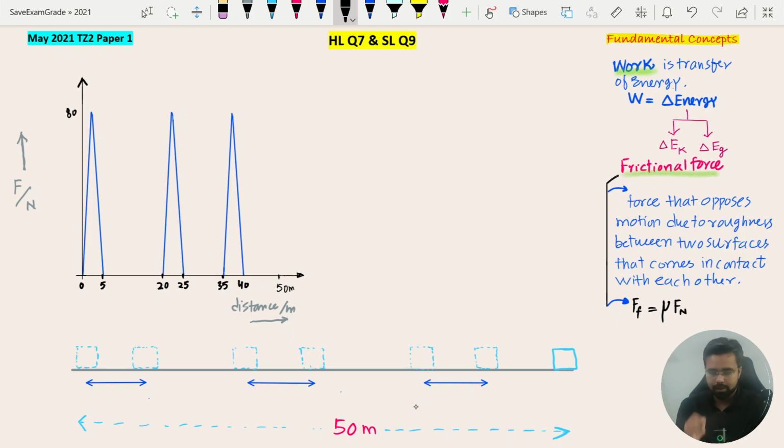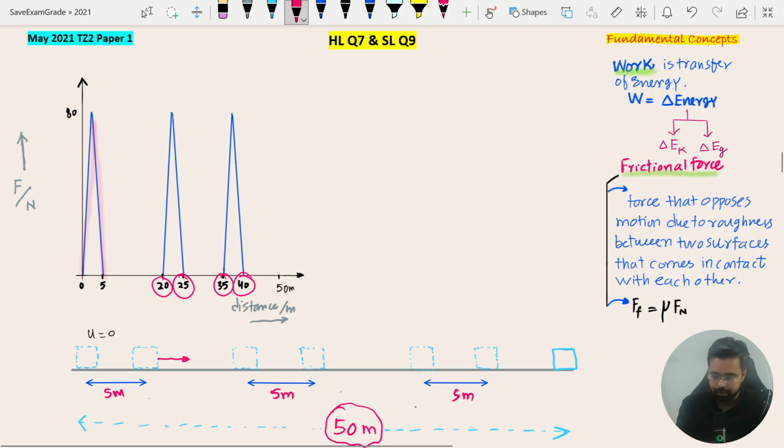An object which was initially at rest experienced a varying force, like in the graph you see. This is the force varying, and it is applied on this box from 0 to 5 meter, then once again along 5 meter from 20 to 25 meter, and then once again from 35 to 40 meter it is applied for 5 meter. And during the distance when the force was not exerted, this object was moving with constant velocity, and ultimately this object covered 50-meter total displacement.